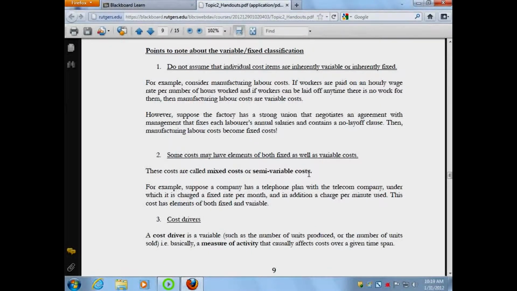Is it purely variable? Because you have production going all the way down to zero, but has your total labor cost gone all the way down to zero? No. It's still a certain amount, a minimum amount that you have to pay. Okay? So when you have some kind of union contract like that, that has the ability to transform what's normally a variable cost into something that's partially fixed, that has a fixed component. Okay? So don't think that any cost is inherently always variable or inherently always fixed.